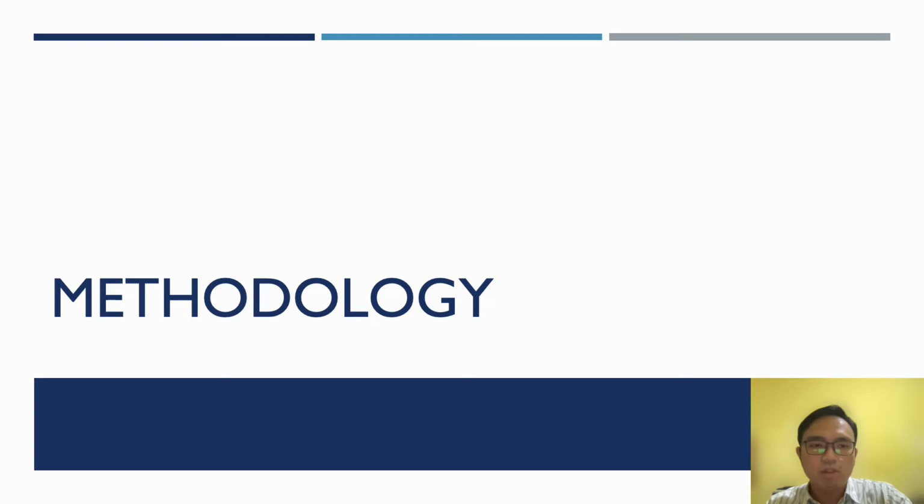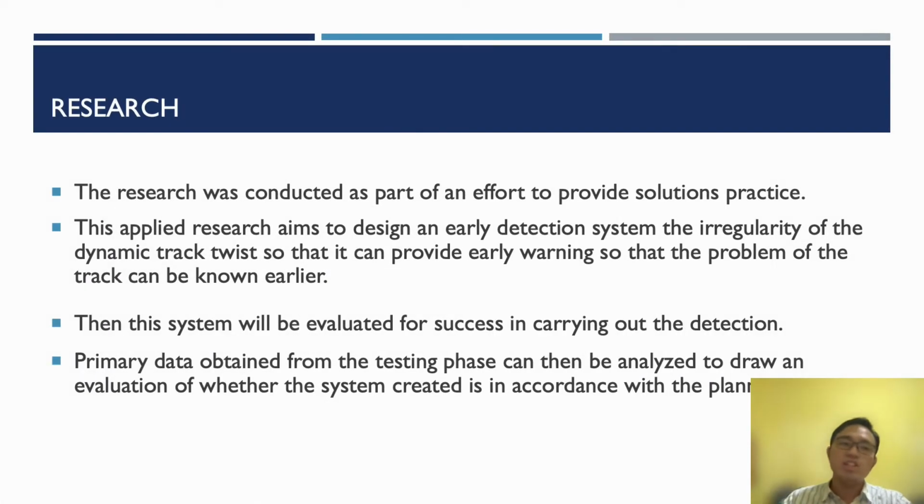We will discuss the methodology. This research was conducted as part of an effort to provide a practical solution. This applied research aims to design an early detection system for the irregularity of the dynamic track twist, so that it can provide early warning and the problem of the track can be known earlier. And then this system will be evaluated for success in carrying out the detection, especially for track twist.